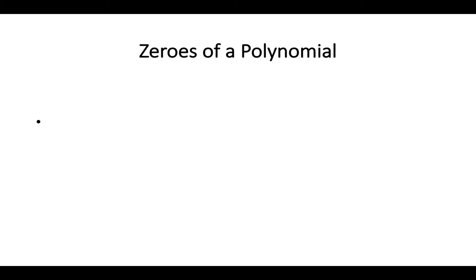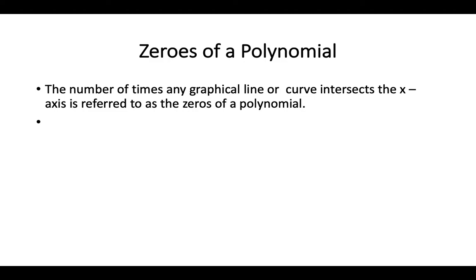Next comes the zeros of a polynomial. Zeros of a polynomial means the factors which can divide that particular equation. For example, if I try to explain it through a graph, the number of times any graphical line or a curve intersects the x-axis is also referred to as the zeros of a polynomial.